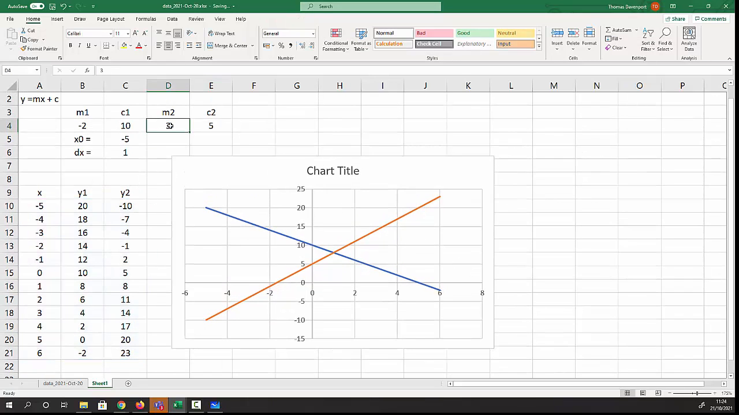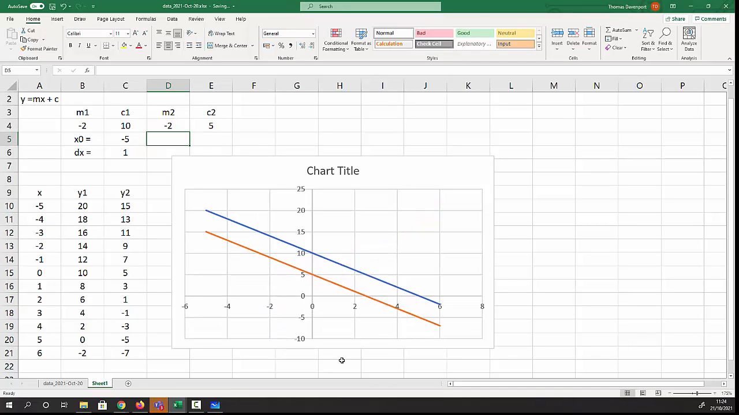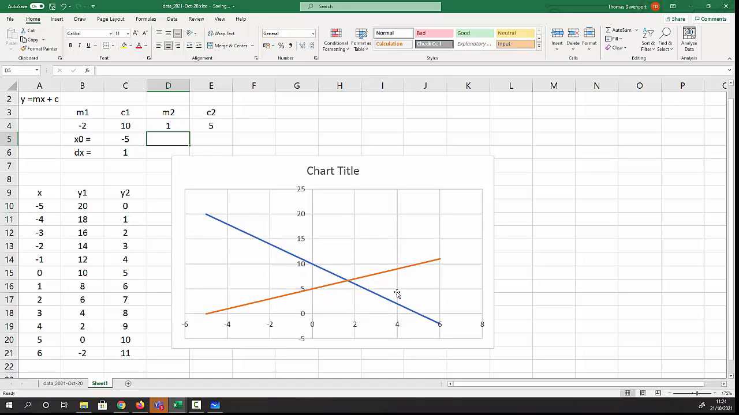And if I were to change this to -2, then I'll have two parallel lines, intercepting at 5 and 10. But if I make this 1, let's say, you can see that I've got a point of intersection. Now let's just think about what's happening here. We've got one graph which is y is equal to -2x plus 10, and -2x plus 10 is true for every point along this line.